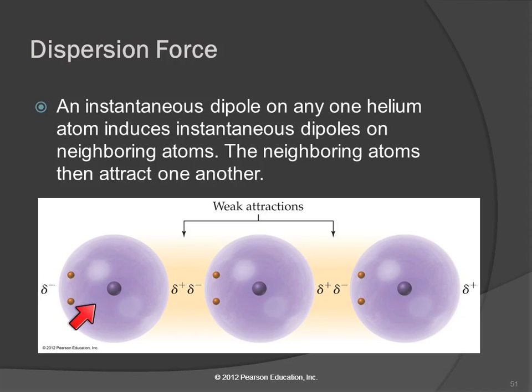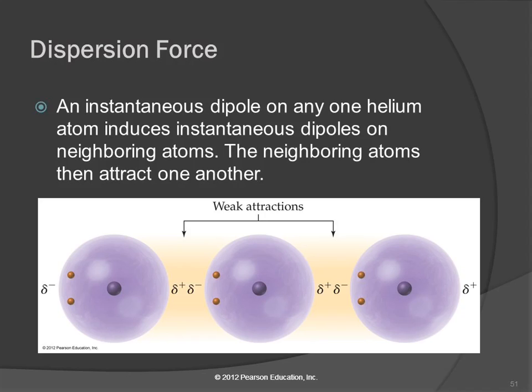This one just spontaneously happened randomly, but then it causes the next one to do it also, and then you have a little bit of a charge. You have opposite charges here and they attract. And then this one goes back to being balanced and it goes away. So these dispersion forces are very small and they do not last very long, but they happen a lot.